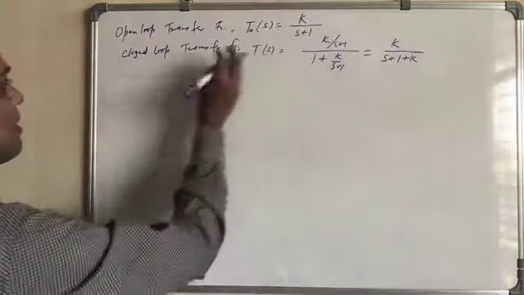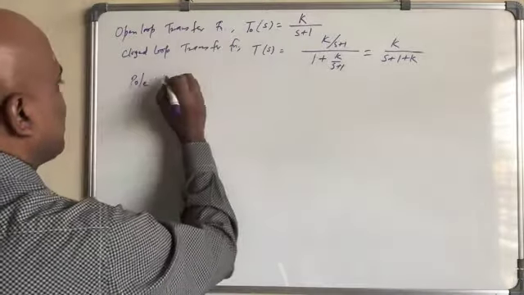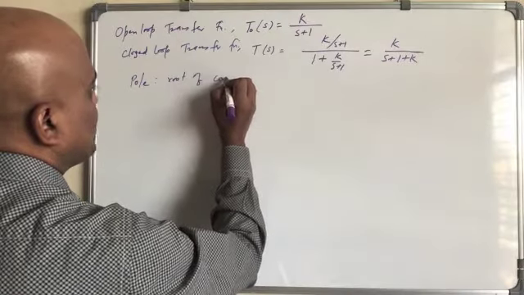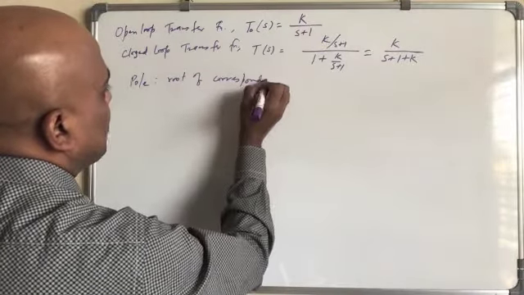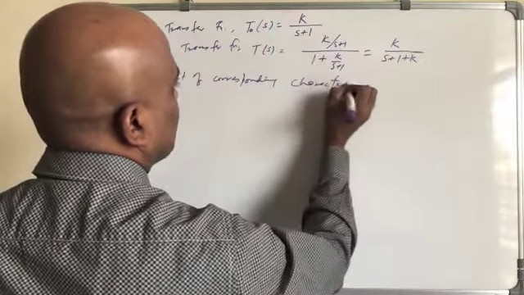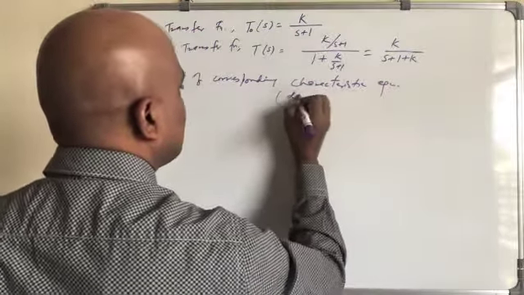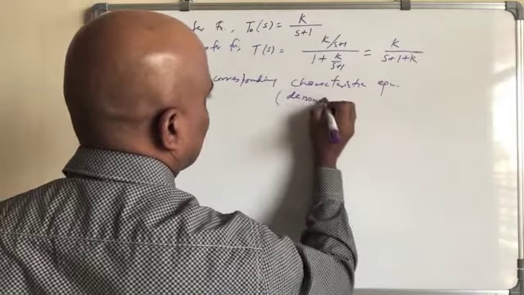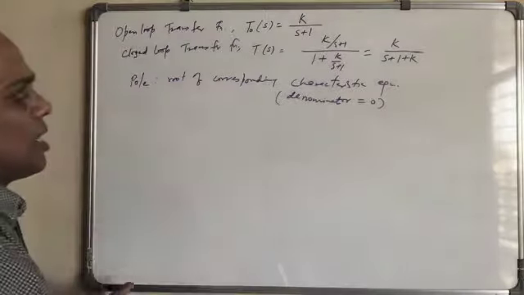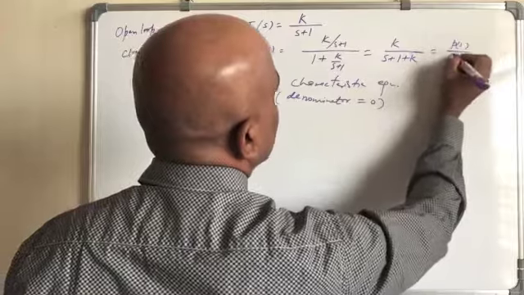Whenever we say pole, it means the root of the corresponding characteristic equation, that is, denominator equal to 0. So the closed loop transfer function we have been writing in terms of P(S) over Q(S).